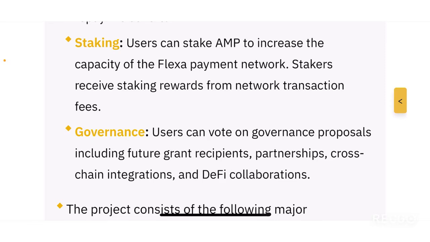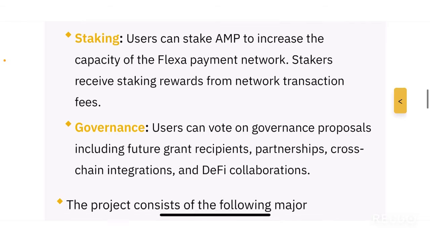But if you do stake $50 worth of AMP, your AMP would be earning passive income, because depending on how much AMP is staked in the entire network itself, you will be allocated a small portion of the transaction fees that acts as a staking reward in order to incentivize you to keep staking the AMP tokens, right? So you're actually earning passive income by staking AMP. So that's the second main use case.